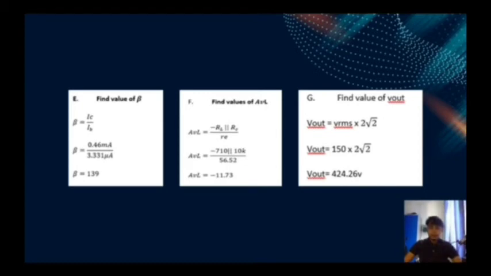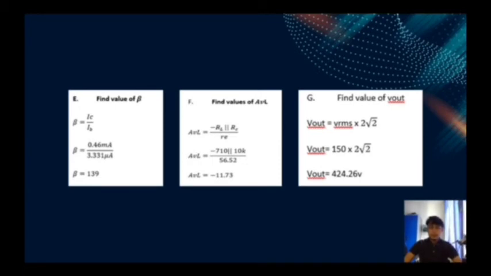Next, we need to find the gain of the load. This is AVL. AVL is equal to negative RL parallel to RC over re. For the RL value, we get 710 parallel to 10K, and re at the bottom is 56.52 ohms, and the final answer is negative 11.73.